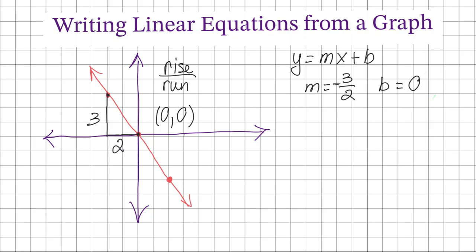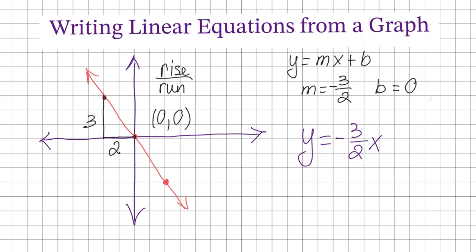All we have to do now is just plug in our m and b. So here we're going to write y equals negative 3 over 2 x. Please don't forget the x. That's one of the biggest things that students forget. And we do not write a 0. We could write plus b, plus 0, but there's no point to write 0 in there. So we usually do not write the 0.